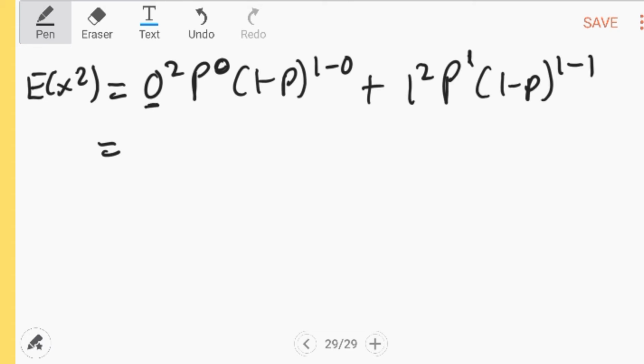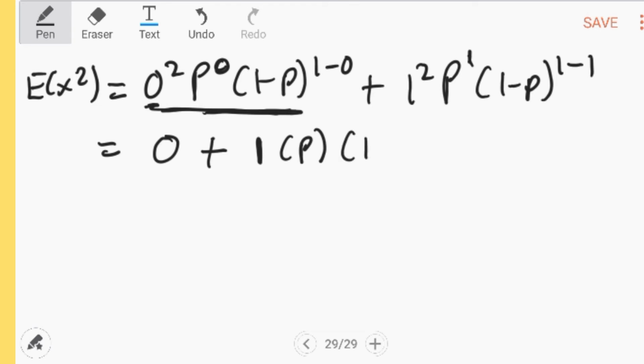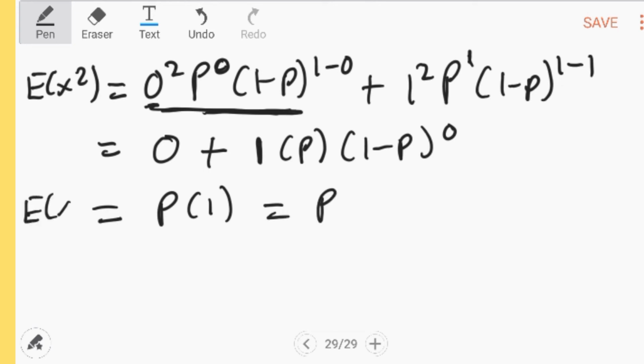Now, because you are multiplying 0 by this whole expression, this whole expression tends to 0. So you have 0 plus 1 to the power 2 is 1, p to the power 1 is p, and we have 1 minus p to the power 0. Now 1 minus p to the power 0 is 1. Any number raised to the power 0 is 1. So it means that the expected value of x squared is equal to p.